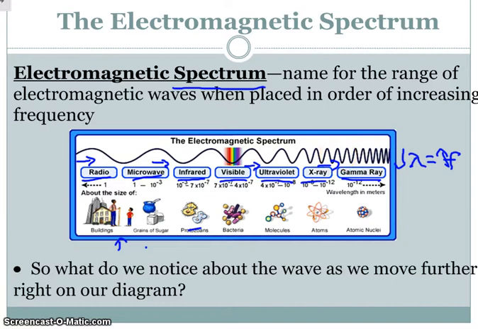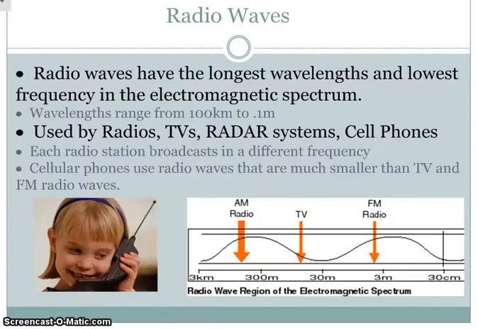And that is going to essentially summarize almost everything we're going to talk about. So let's start on the far left of that spectrum with radio waves. They have the longest wavelengths of all of the EMS, or the electromagnetic spectrum, and the lowest frequency. So what you can equate from that is radio waves have the lowest energy of the entire spectrum.